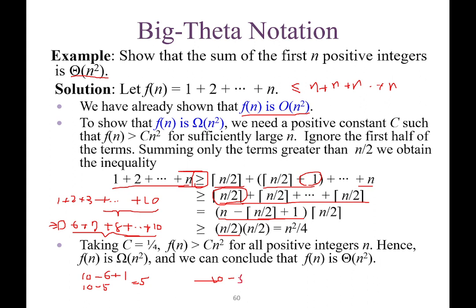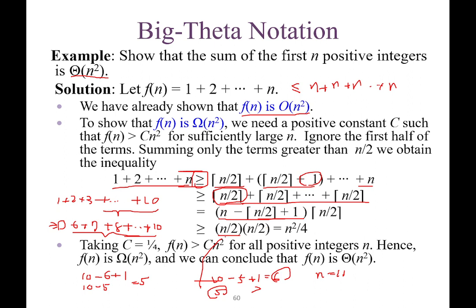So 10 divided by 2 is 5, plus 1. So this gives 6. And n divided by 2 is 5. So 6 is larger than 5, right? So this is for even numbers. You can also replace n by 11. You can see the inequality still holds.